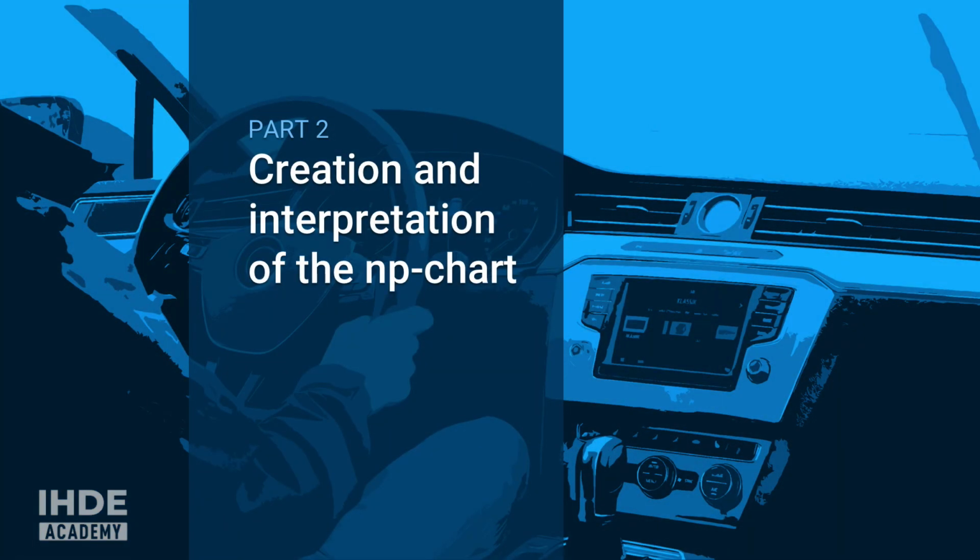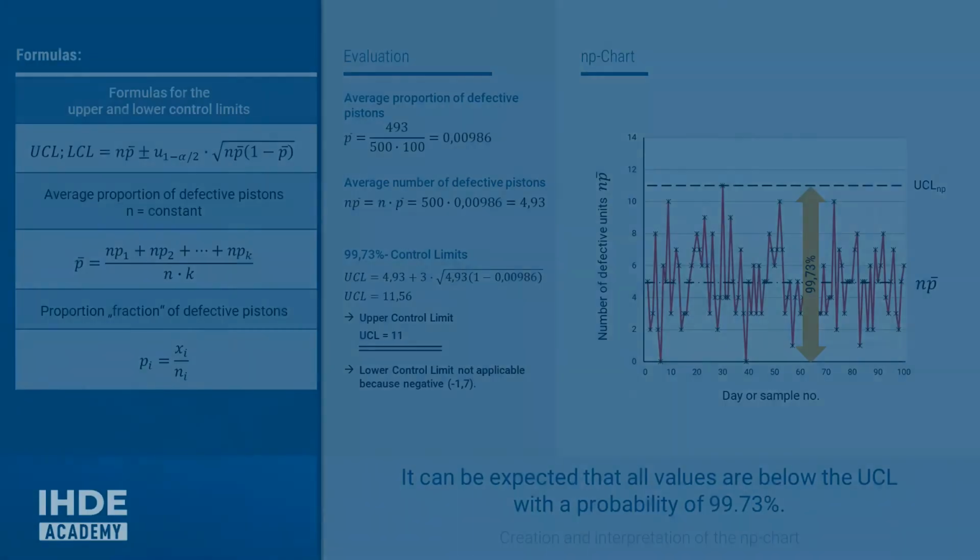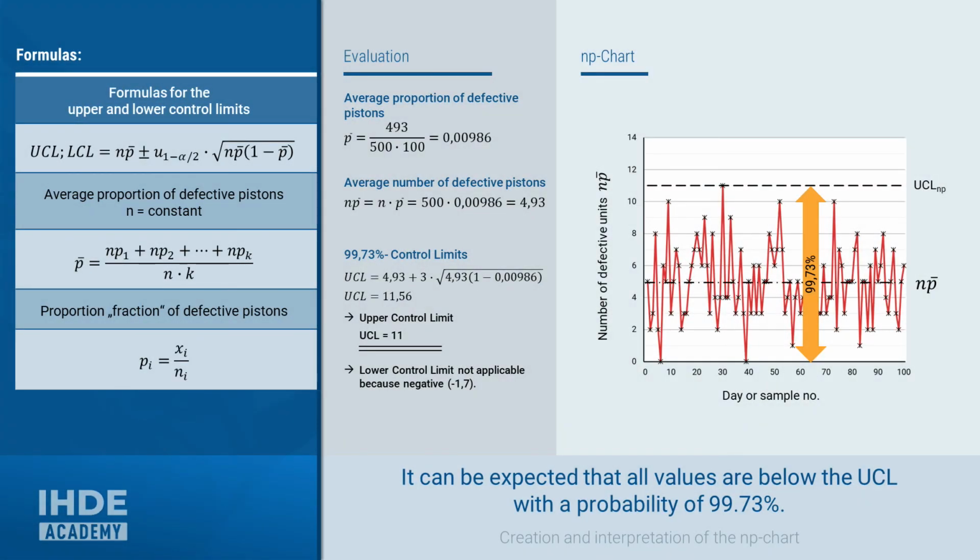So, now that we have determined the upper control limit, we now come to the creation and interpretation of the NP chart. In the control chart on the right, the number of defective parts in a sample is entered on the y-axis. The x-axis is for the sample size. In our example, it is days because one sample was taken per day. The average number of non-conforming parts, NP bar, was entered into the control chart as a kind of middle line of the value distribution and is at the known 4.93.